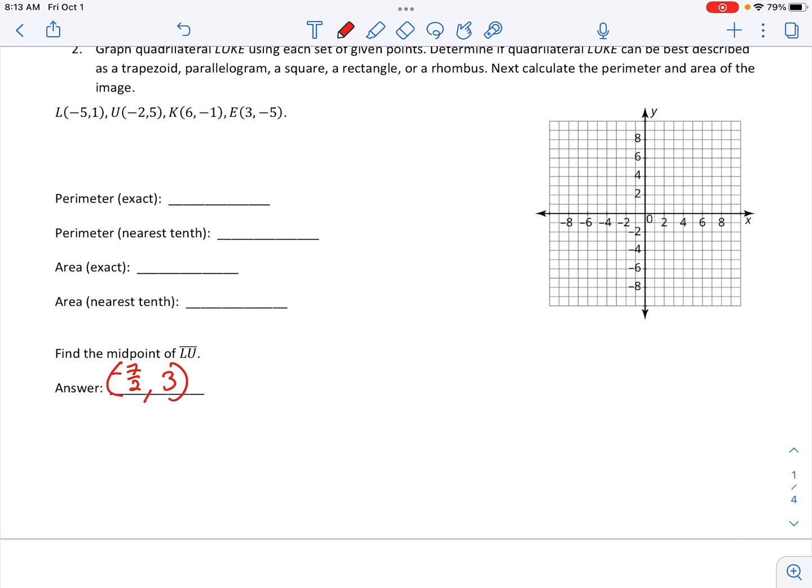All right, let's go ahead and get a visual of this thing. -5, 1, -2, 5, 6, -1, and 3, -5. So L, U, K, E.